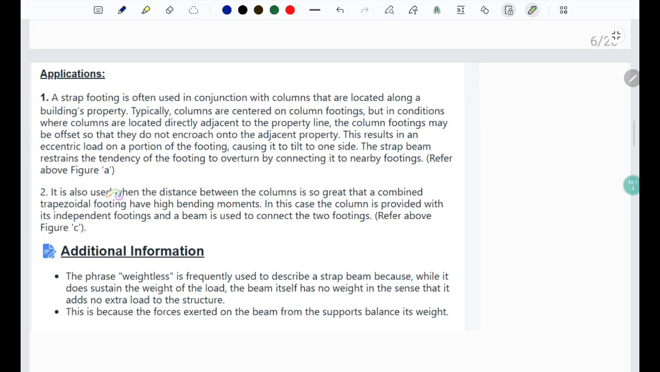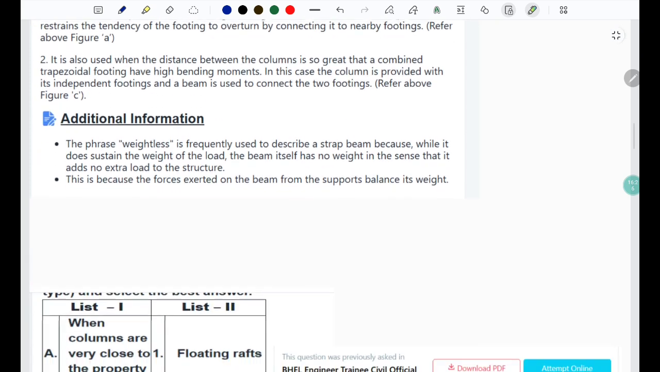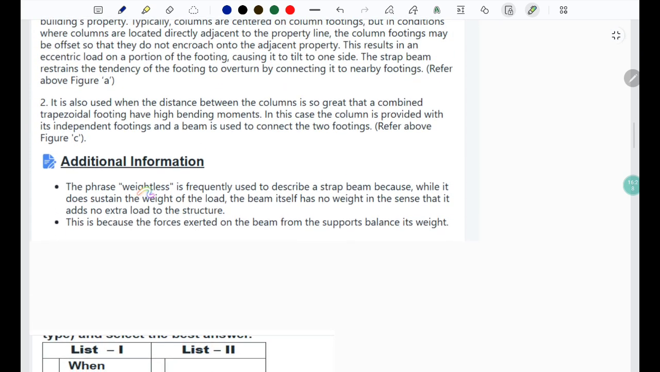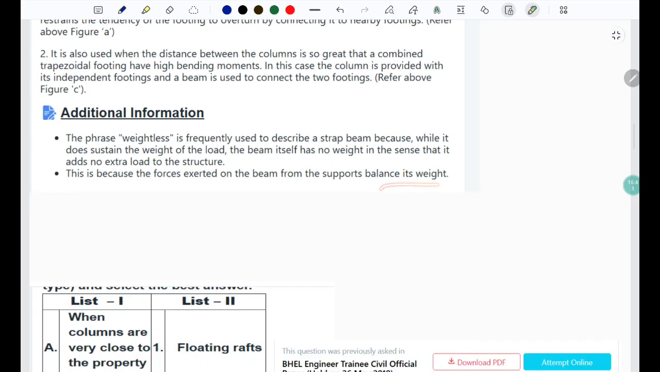The second point is it is also used when the distance between the columns is so great that a combined trapezoidal footing would have high bending moments. In this case, each column is provided with its independent footing and a beam is used to connect the two footings. The phrase weightless is frequently used to describe a strap beam because while it does sustain the weight of the load, the beam itself adds no extra load on the structure. This is because the force exerted on the beam from the support balances the weight.